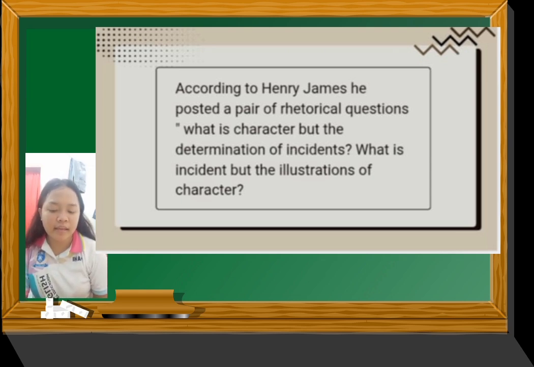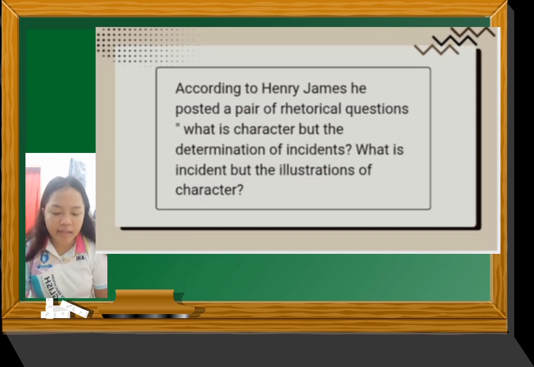In his essay, The Art of Fiction, Henry James posed a rhetorical question. This praise emphasizes the intertwined relationship between a character's action and the events that shape their personality. So James argues that a character's actions reveal their nature, and conversely, a character's nature drives their action.